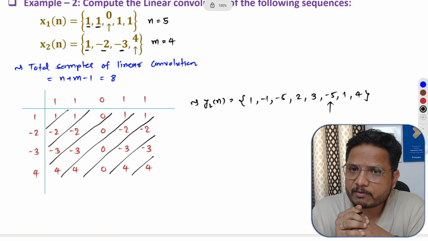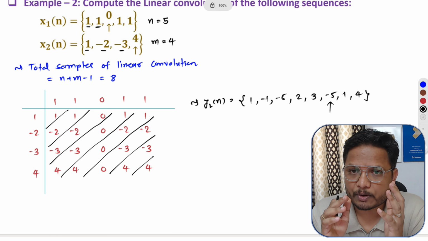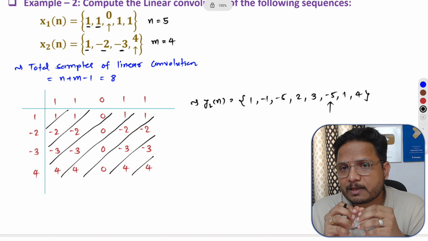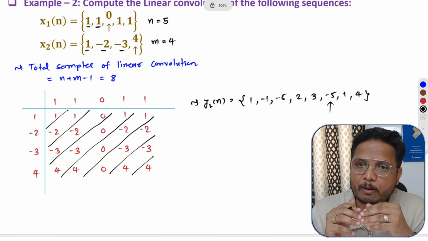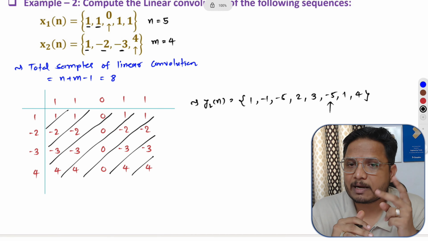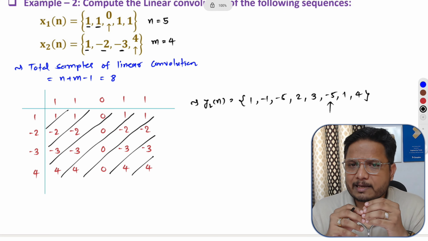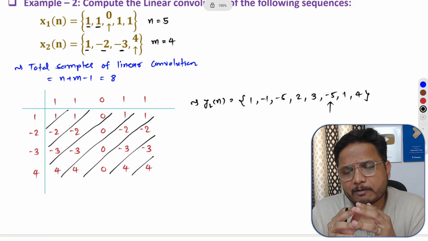I think now you are having fair enough idea about how to compute linear convolution. In my last video, I have solved problems based on circular convolution by 2 different methods. So that is how one can solve linear and circular convolution.